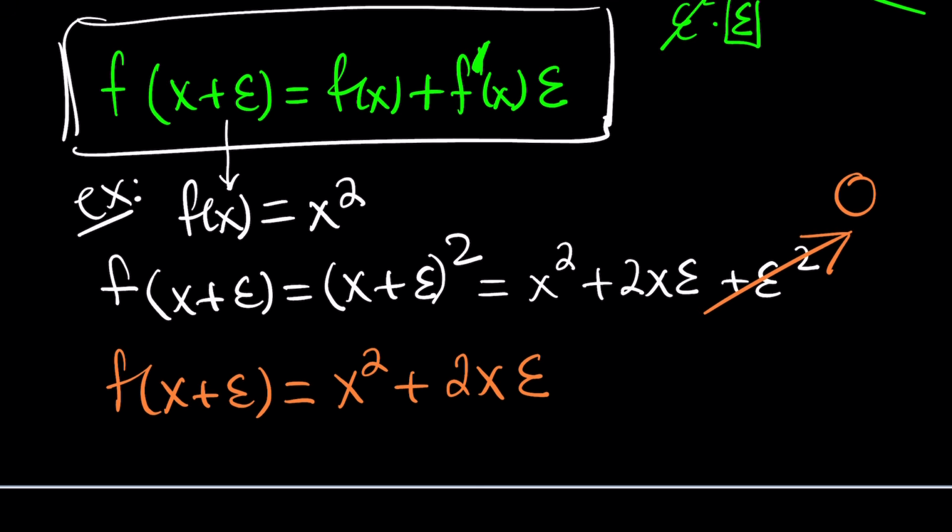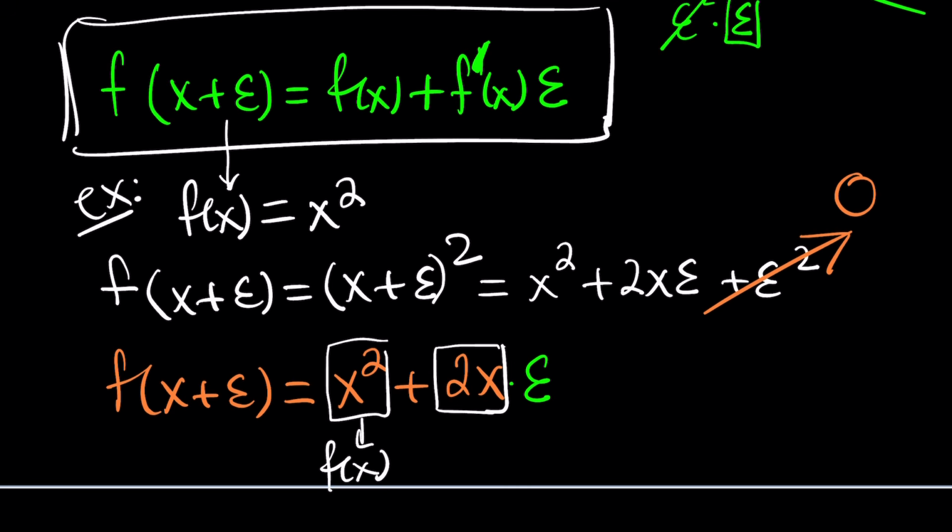Let me go ahead and change the colors here a little bit. Oops. So that you can see what I'm talking about. Now, we do see that f of x plus epsilon is made up of two parts. One of them is x squared, which is the original function. So this is f of x. And the second part, the infinitesimal part, is the derivative of f of x, which is f prime. What's the derivative of x squared? 2x, right? Exactly. So this gives you the function and its derivative in a single equation.